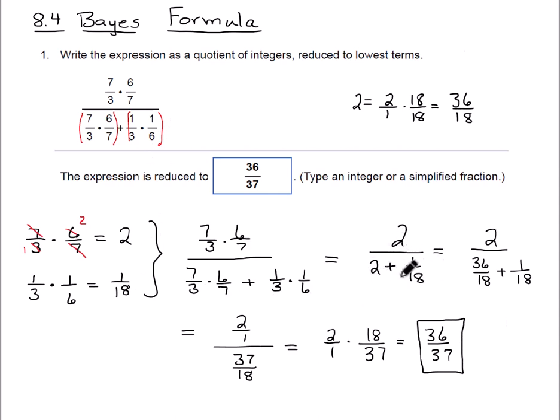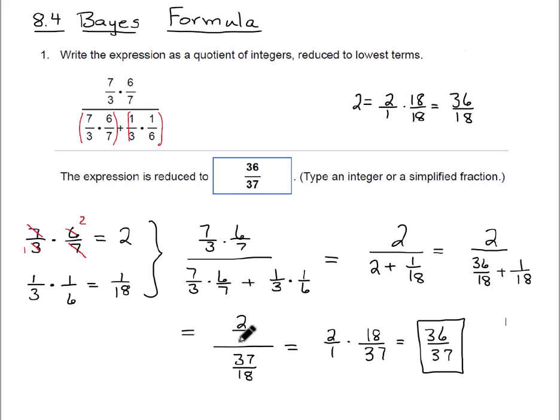Now, I need to be able to combine these two fractions. So I need to convert the 2. So 2 is 2 over 1. Multiply top and bottom by 18, so I get 36 over 18. 36 over 18 plus 1 over 18, and I get 37 over 18.